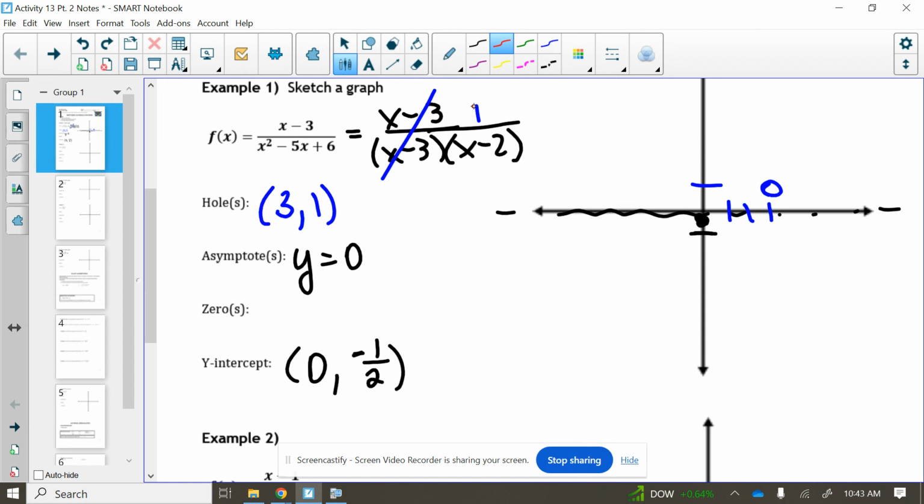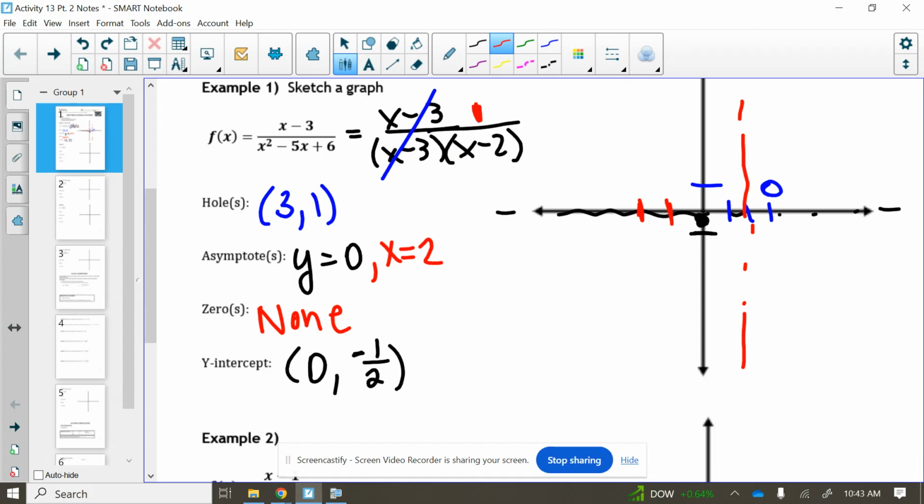There are no pieces left other than 1 in the numerator to set equal to 0, so there are not going to be any x-intercepts or real zeros. We will, however, be able to set the denominator equal to 0 and see that we have a vertical asymptote through x equals 2 this time.